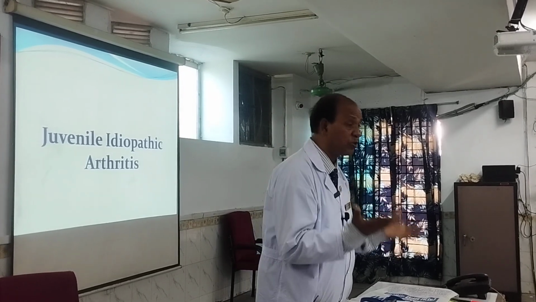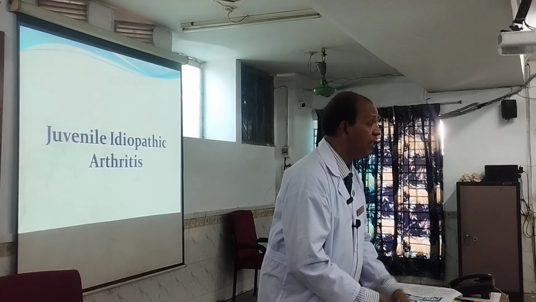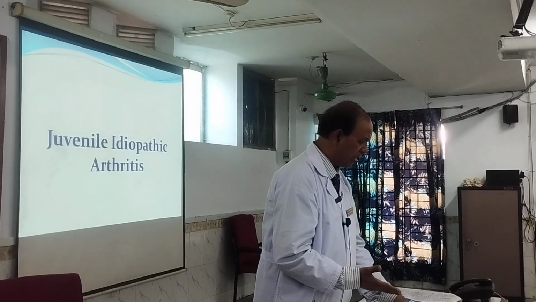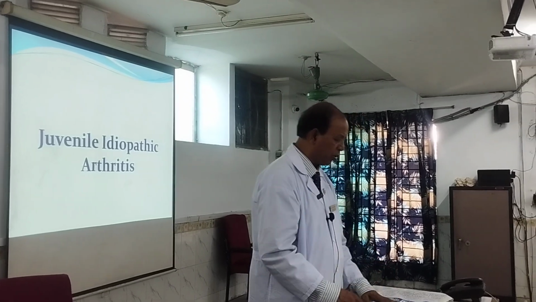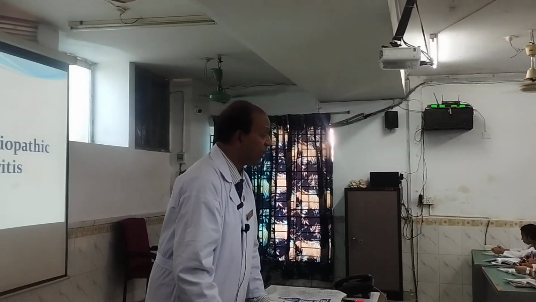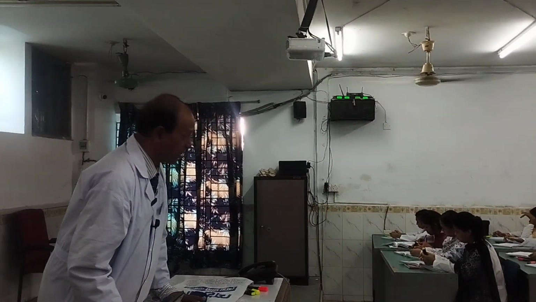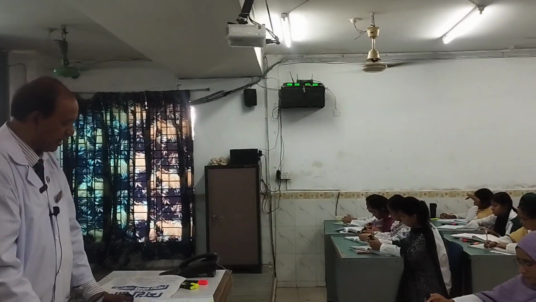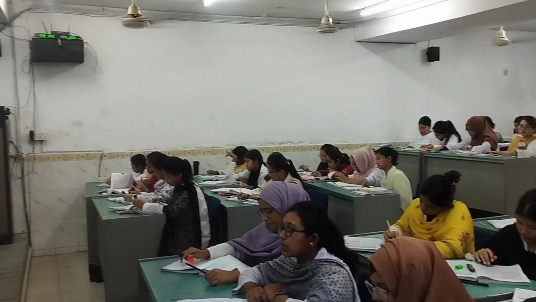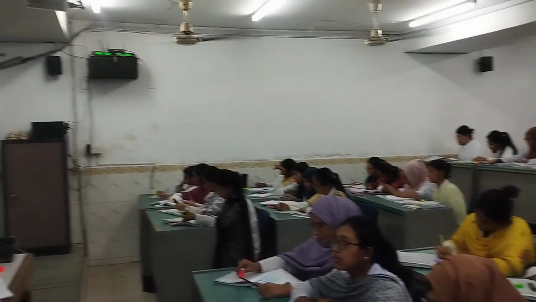Now what about the parents counseling? Parents counseling about the natural history of the disease and its outcome. It is a common chronic illness of the childhood, with waxing and waning nature of the disease. Oligoarticular types of JIA group prognosis is very good, but polyarticular JIA and systemic onset JIA prognosis is very poor. Remember this. Now what are the complications of the JIA?